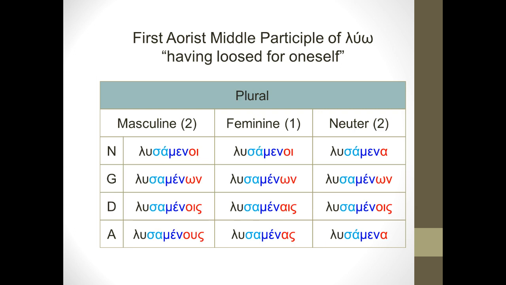Moving to our plural, again, everything is the same 2-1-2 pattern that you've been familiar with from very early on in the course. The men, which is your indication in the aorist that you're dealing with the middle, and the telltale sigma alpha. Again, beginning with the nominative, lousamenoi, lousamenai, lousamena. Lousamenon, lousamenon, lousamenon. In the dative, lousamenois, lousamenais, lousamenois. And in the accusative, lousamenous, lousamenas, lousamena.